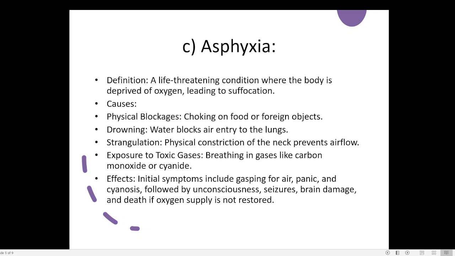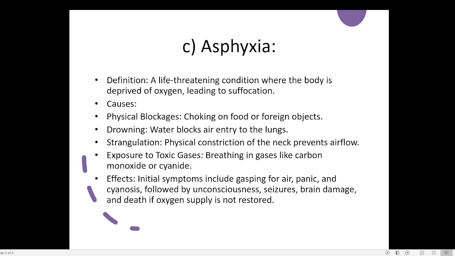So that is what is happening when you are in the water. Then strangulation: physical constriction in the neck prevents airflow. Strangulation means somebody is holding your neck, or some other situation can also lead to strangulation. Then exposure to toxic gases.